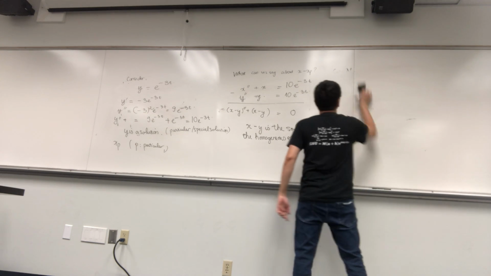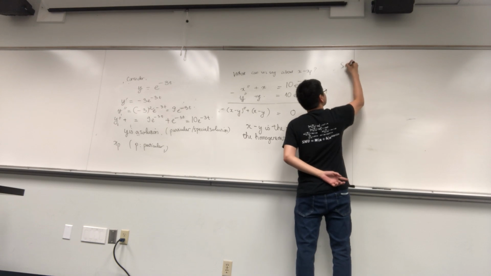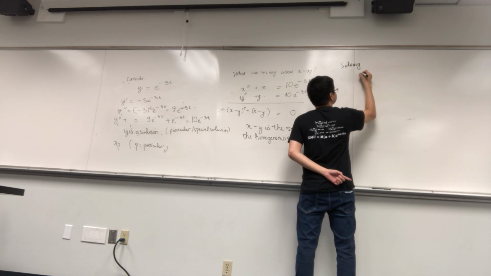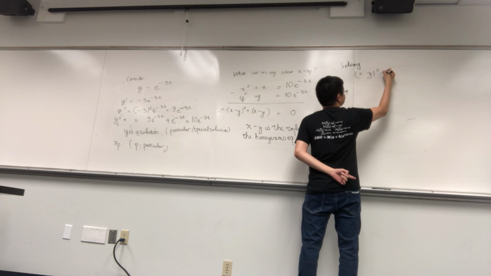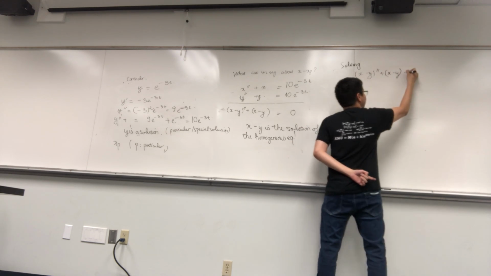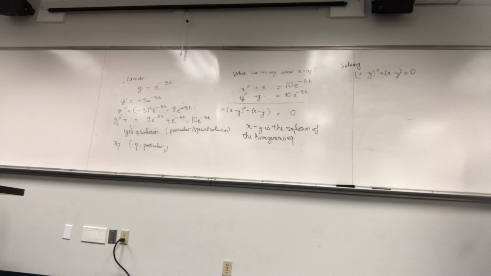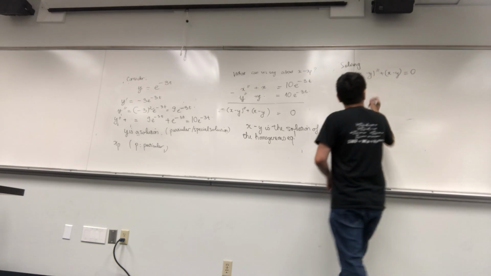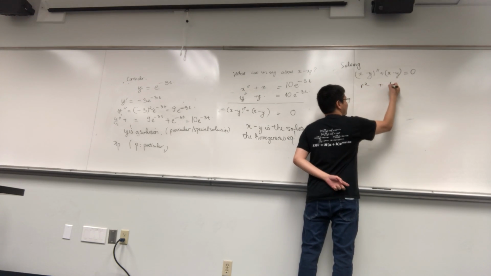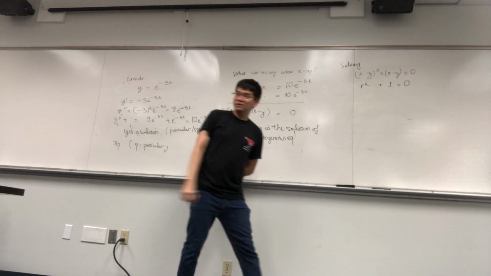So now let us try to solve x minus y second plus x minus y is 0. So what is the characteristic equation for this equation? So here you still have r squared plus 1 is going to be 0, right?